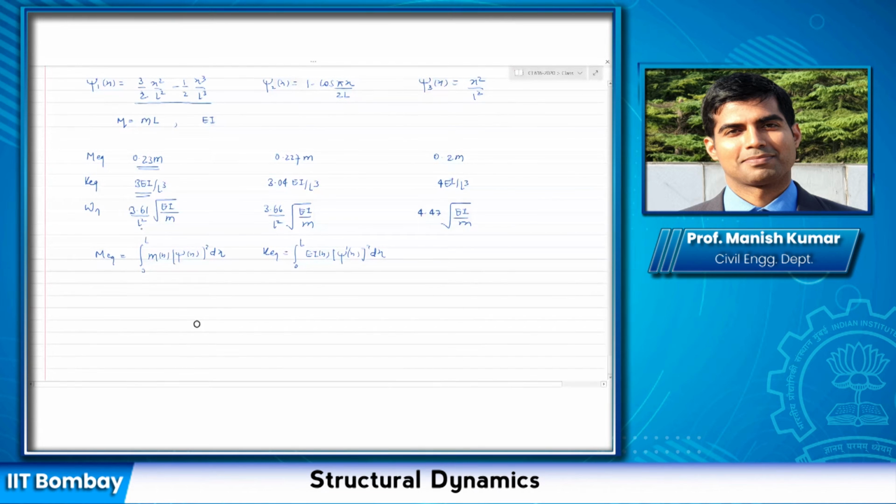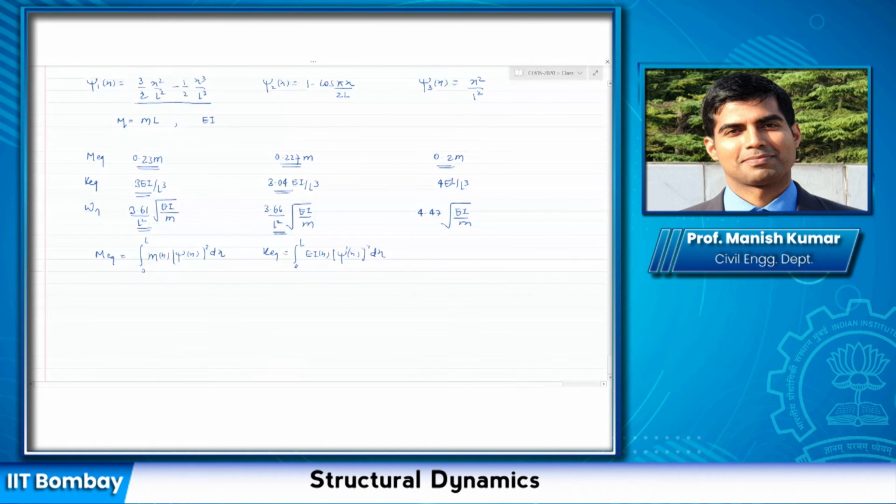Now we are looking at the second shape function. It is not very different. The mass that I'm calculating is not very different from the first shape function. In fact, even the K equivalent is not very different, and your frequency is also coming out almost the same. So these two shape functions are providing very accurate results. However, look at the third one. In the third one the differences increase, because I have 0.2 m, 4EI by L cube, and then 4.47. So in terms of deviation, this shape function is providing the maximum deviation compared to the first two shape functions.